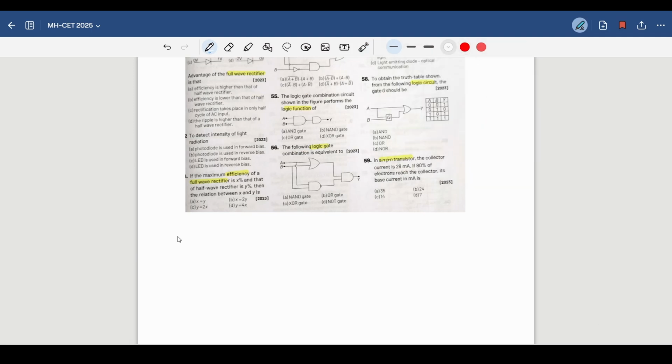Second, yes. So from number one, a lot of questions have been asked from logic gates. Yes, from the logic gates topic, what has been asked? Number one, the truth table. Number two, the Boolean equation. And number three, the equivalent.